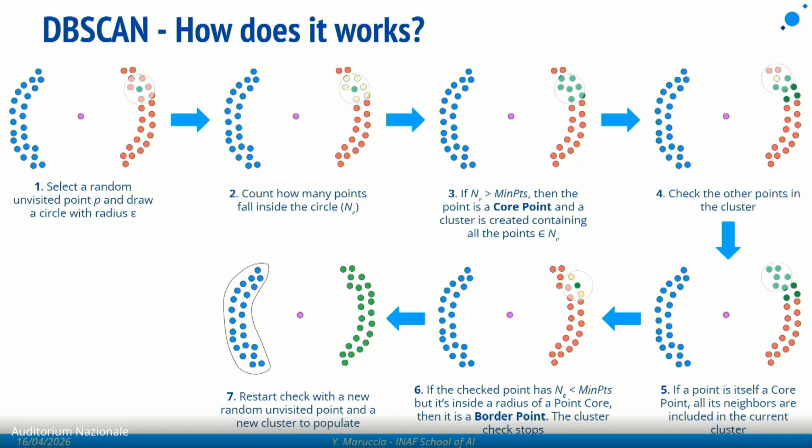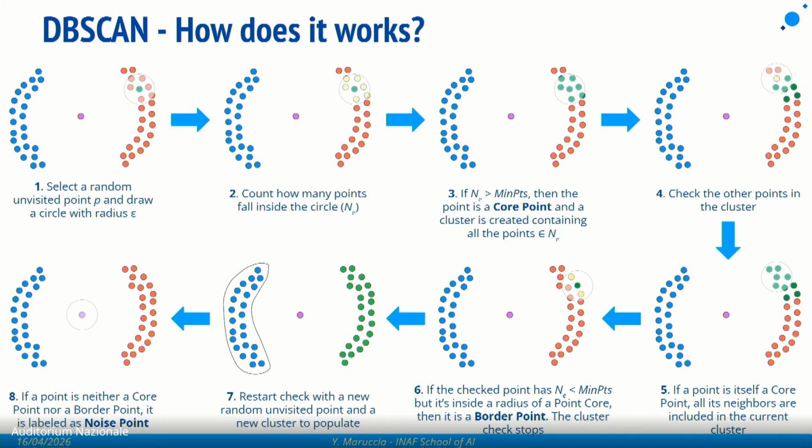And then it starts with the other points of the other side. At the end, it finds the unique point in the center of this image, and this is neither a core point nor a border point, so it is a noise point. So this is how DBSCAN works. At the end, for all the points we have a label: -1 if it is a noise point, otherwise 0 or 1 if the point belongs to cluster 0 or cluster 1.